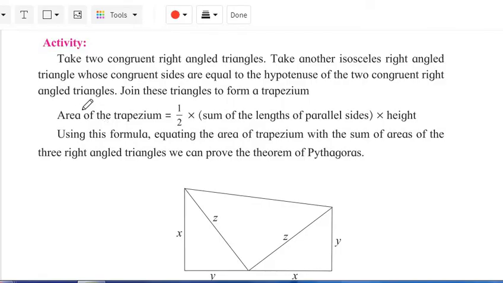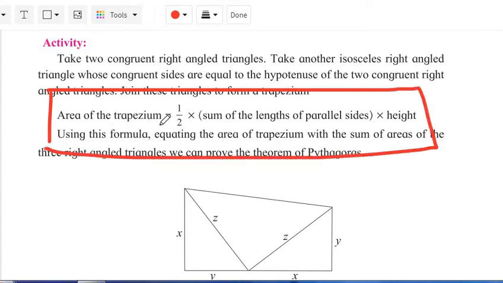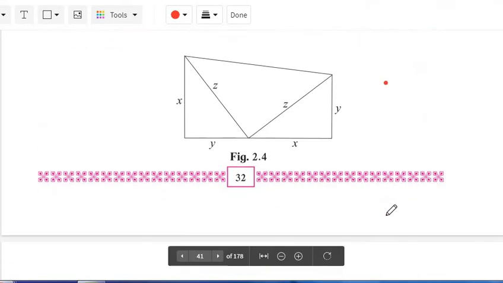Remember this: area of a trapezium is equal to half into the sum of the lengths of the parallel sides into the height. Put a box around this. Area of a trapezium is equal to half into the sum of the lengths of the parallel sides into the height.